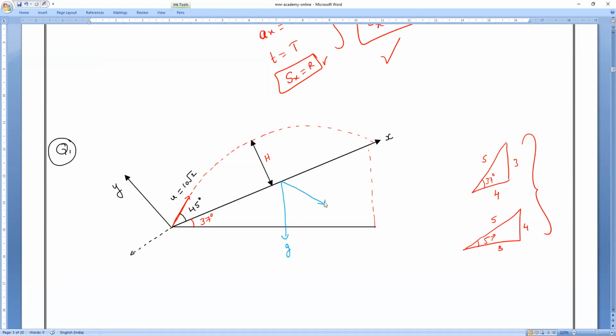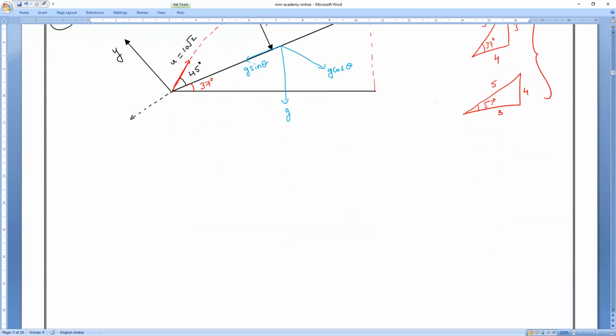So that is what we used to call, what is that called? g cos theta. And this is what? g sin theta. Okay. So that we assumed as a plus symbol. Everybody remember or not that?